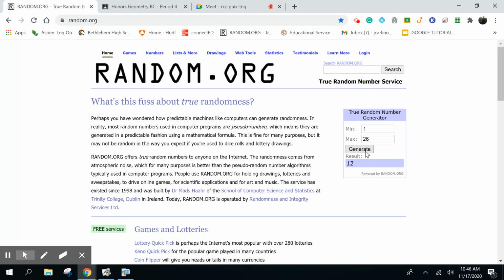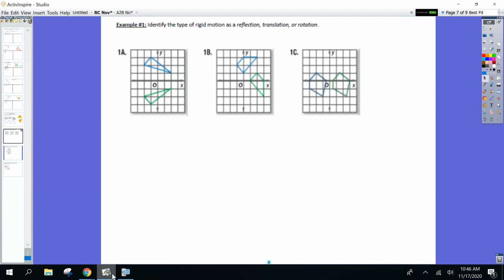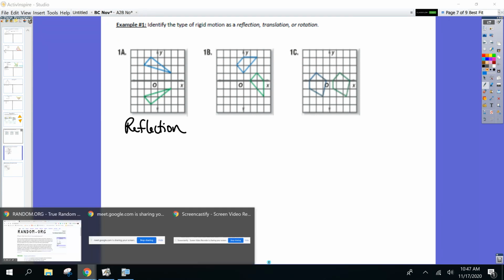Somebody want to chime in? Nope. Okay, Lucas, here we go. What did I do for the first one? Reflection. That's a reflection, yep. Again, as you guys can see, they're still congruent to each other. I did not change the size or the shape. That's why I consider a reflection a rigid motion. It does not change the size or shape.